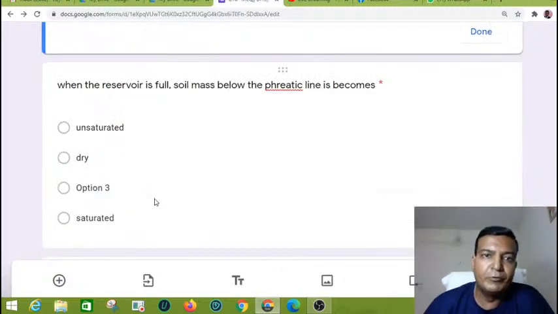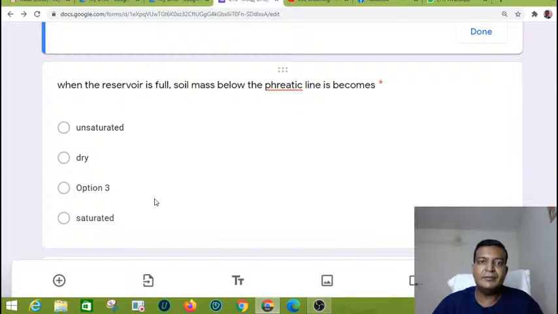When the reservoir is full, the soil mass below the phreatic line becomes unsaturated, dry, option 3 is remaining, and saturated.